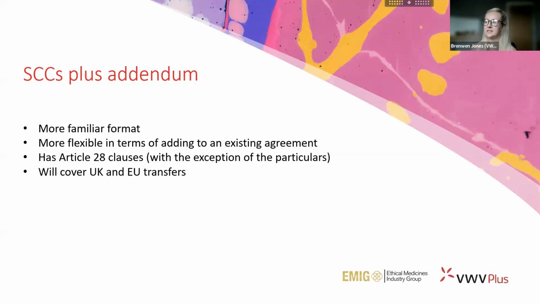As I said, like with the IDTA, if the ICO need to make changes to the addendum, such as to correct errors, the parties can end the addendum if the changes have an effect on costs and risks which can't be mitigated. I think the biggest advantage of this particular setup for international organisations is it covers both UK and EU transfers, so it's all neatly wrapped up in one rather than having to have several documents.